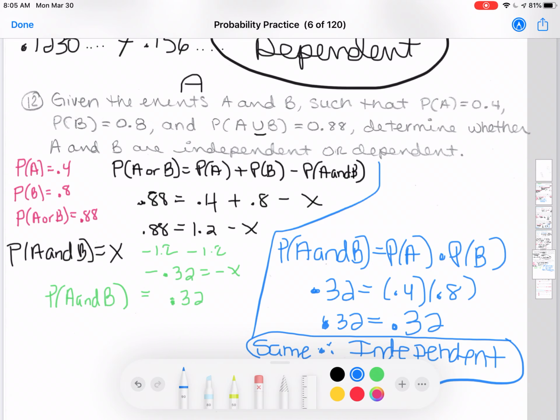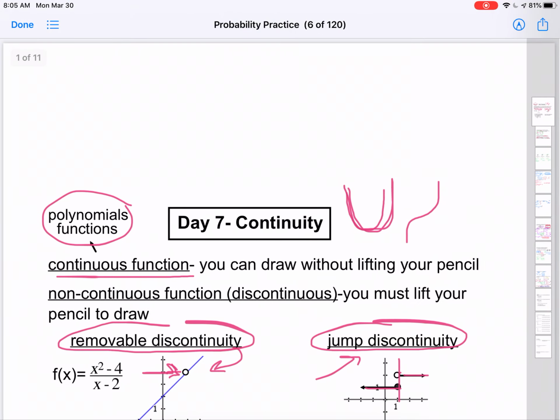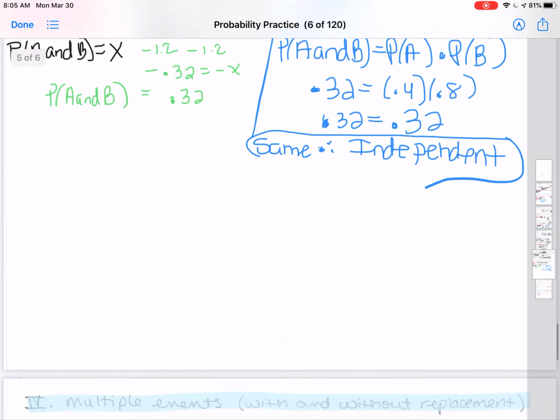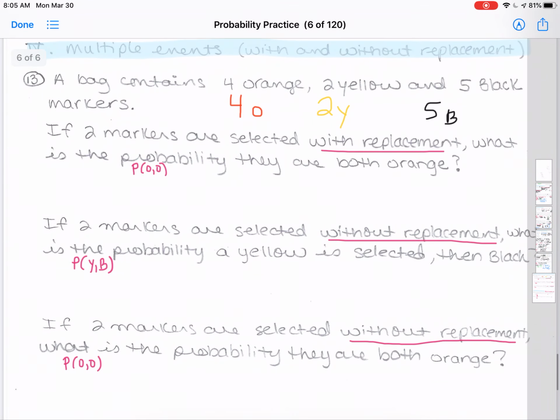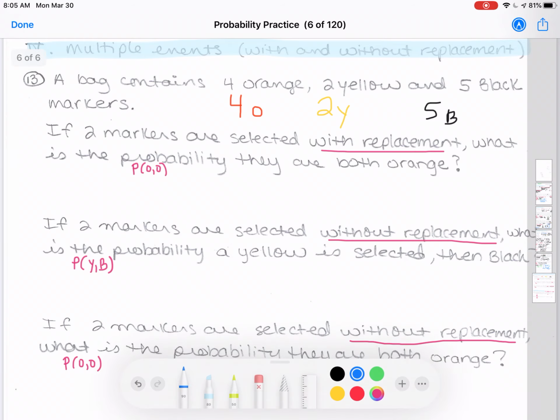Okay, last section. I know this is long, but I felt like this was just such a good sheet for you guys. Okay, last two little sections, multiple events, with and without replacement. When we have multiple events, we multiply the probabilities. All right, let's check it out.